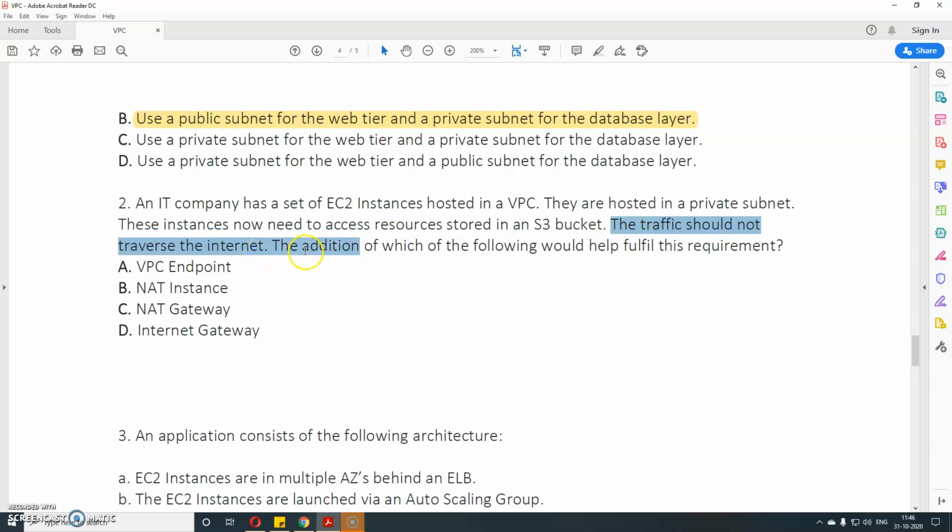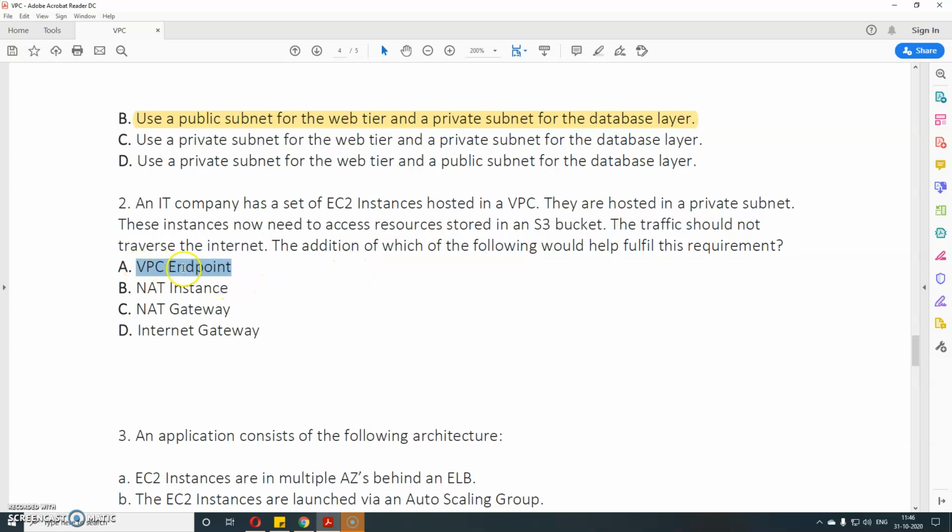Okay, which of the following helps to fulfill the requirement? So if I leave this part, the traffic should not traverse the internet, there will be two options. Either you can create a link from your private network which can access the S3 bucket, that's one option, or you can provide internet using an internet gateway or some NAT, so that your EC2 instance will have access to the internet, then you can access S3. But the second option, you can't do it, because they are saying your traffic should not traverse the internet. So we have the first option, then we need to do something in order to access S3 privately.